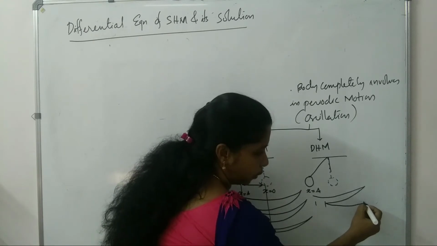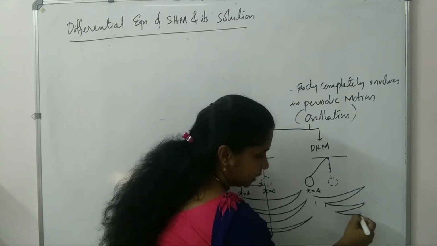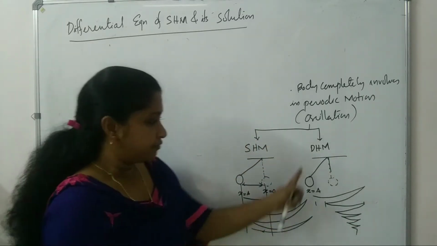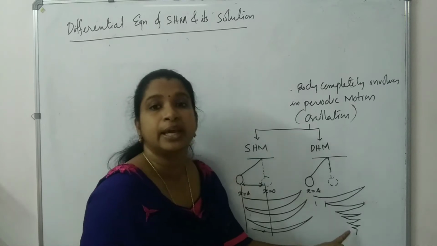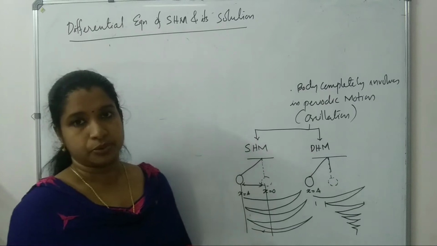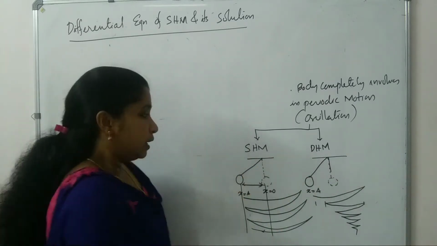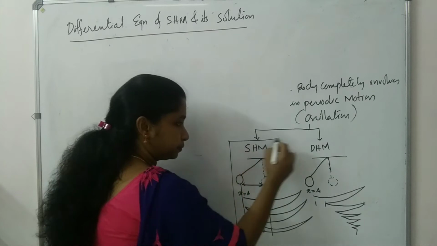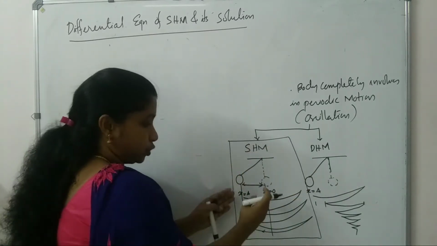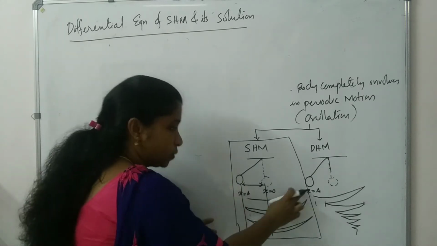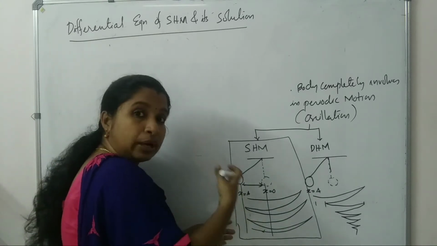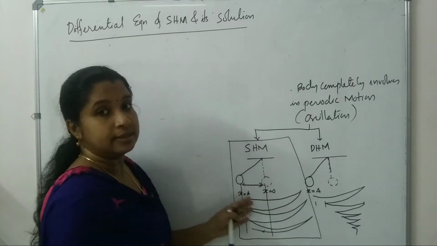It goes to this point. Then the oscillation decreases with time. When time increases, oscillation decreases and finally the body comes back to the equilibrium position. This kind of oscillation is called damped harmonic motion. Comparing these two, in simple harmonic motion there is no air resistance, so the body oscillates with constant amplitude and the oscillation exists for a longer time, continuously.